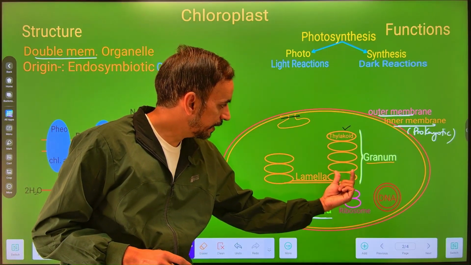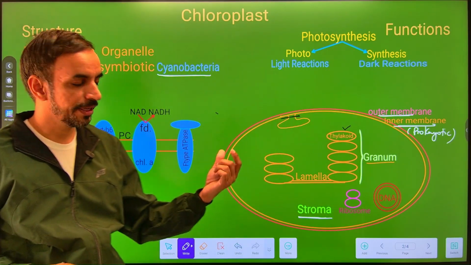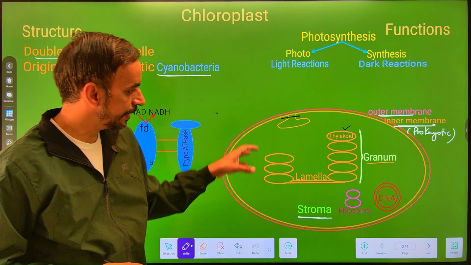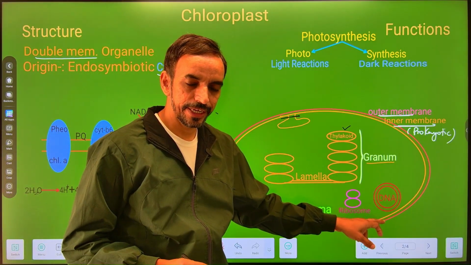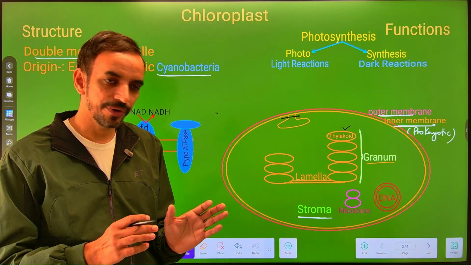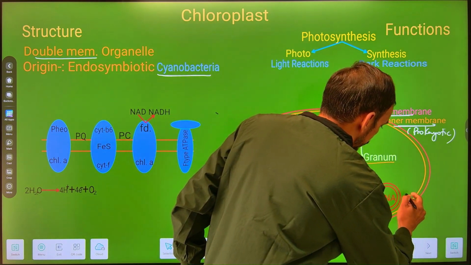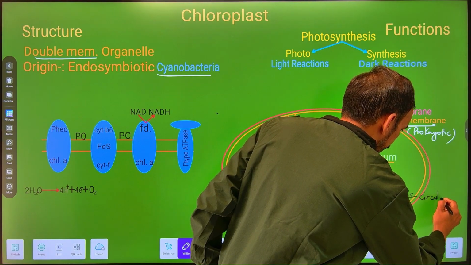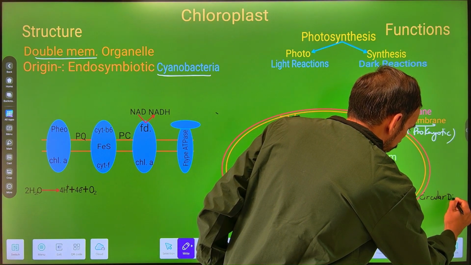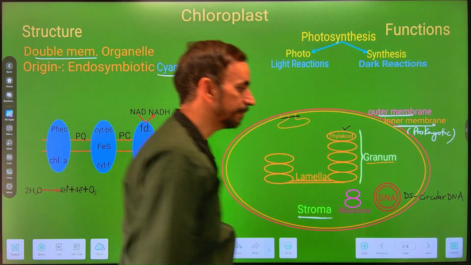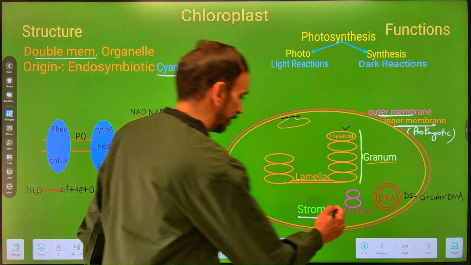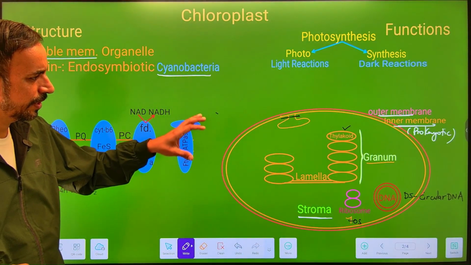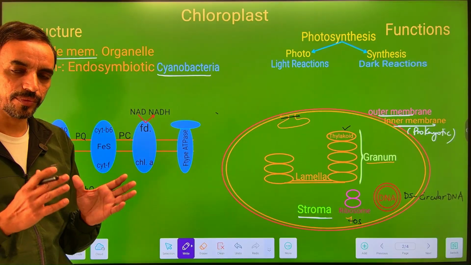Now the stacks of thylakoid, which are known as granum, link with each other with the help of lamella. Within the stroma we have DNA, and since it is prokaryotic in origin, it is a double-stranded circular DNA as found in prokaryotes. Similarly, the ribosomes are also the 70S type. So this is all about the structure of a chloroplast.